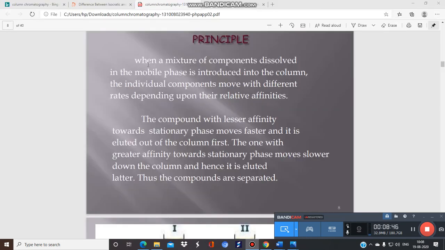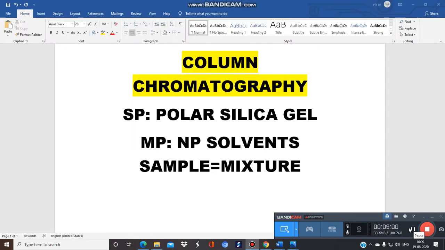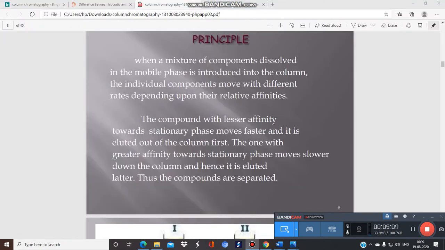Now the question is, how does separation take place? It has a simple answer. The compound which has lesser affinity towards the stationary phase will move faster. Why? Because these compounds have greater affinity towards the mobile phase, and the mobile phase is generally non-polar, so it has a tendency to move. Whereas the compounds which have greater affinity towards the stationary phase will move slower, hence elute later. I think this is clear.